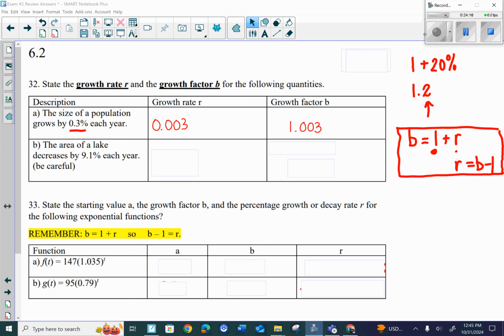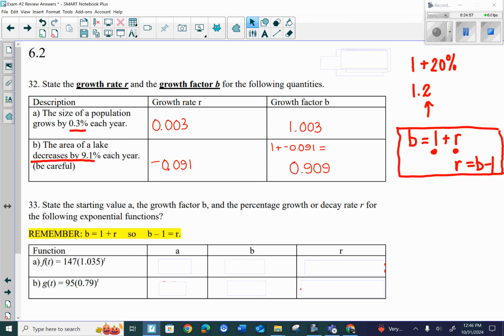In the second one, we have the area of a lake decreasing by 9.1% each year. So in this case, we are still given a growth rate, but it's a decrease by 9.1%. So the growth rate would have to be negative since it's decreasing. And when we change 9.1% into a decimal, we get 0.091. So we take that growth rate of negative 0.091 and we add it to 1.